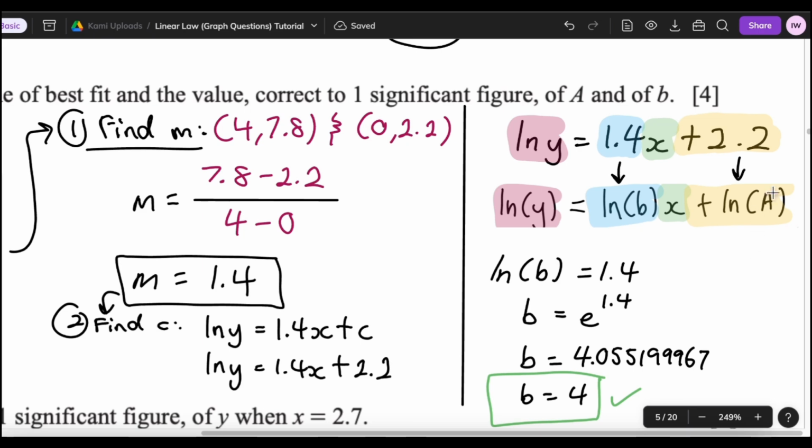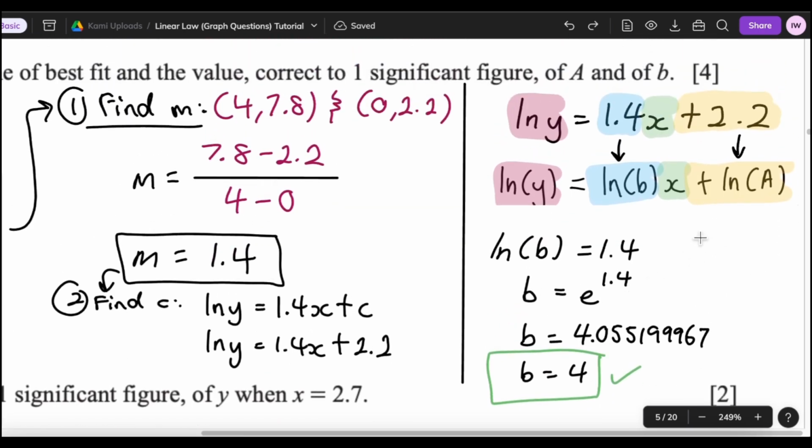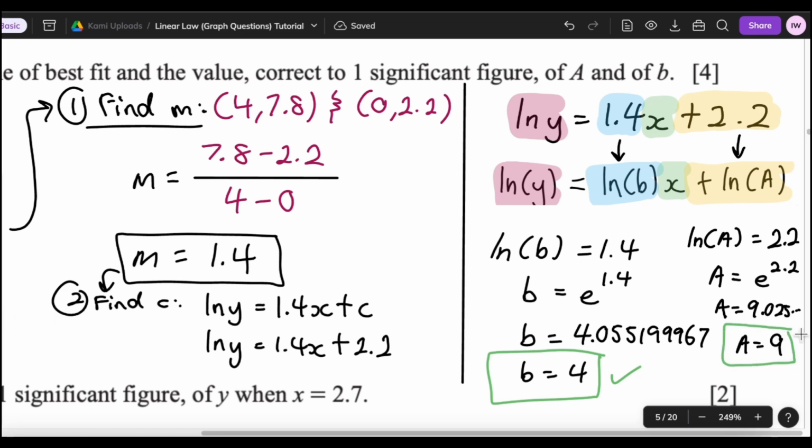For the value of a, that's stuck over here. ln a is equal to 2.2. Oops, I'm running out of space. Okay, I'll write it here. ln a is equal to 2.2. And we'll do the same thing here. So capital A is equal to, move ln over, that is e power 2.2. Let's see what this gives us. I get 9.025. I'll just put a dot at the back. And we're just going to round it to the 9 that you see there. And that's basically it. So A is 9 and B is 4.